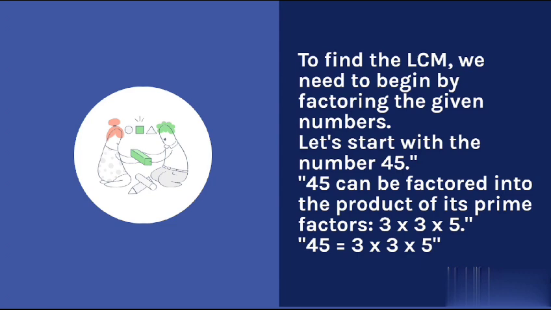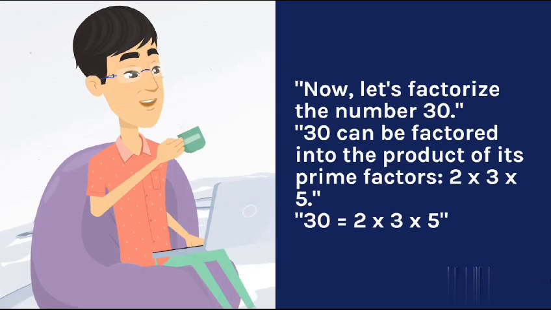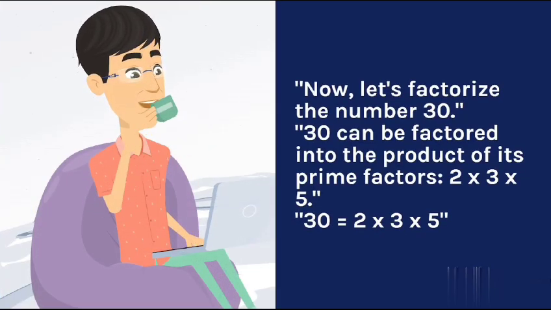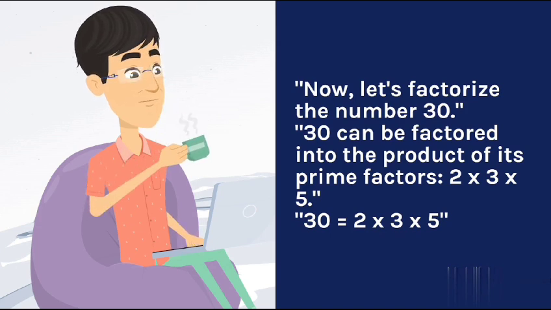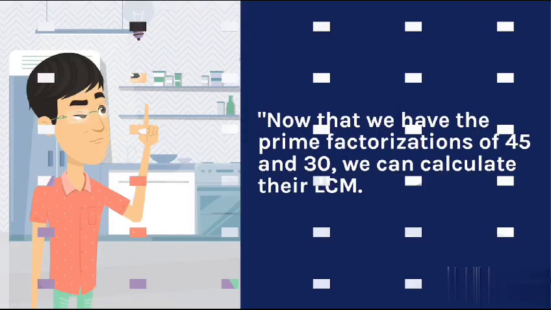Let's start with the number 45. 45 can be factored into the product of its prime factors, 3 × 3 × 5. 45 equals 3 × 3 × 5. Now, let's factorize the number 30. 30 can be factored into the product of its prime factors, 2 × 3 × 5. 30 equals 2 × 3 × 5.